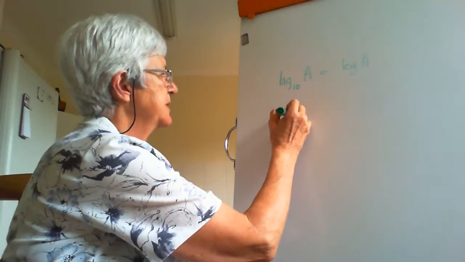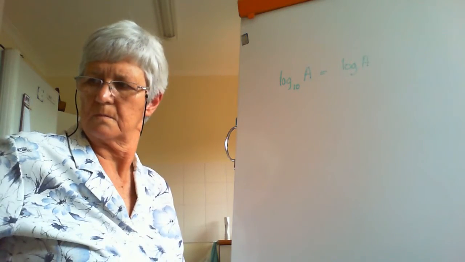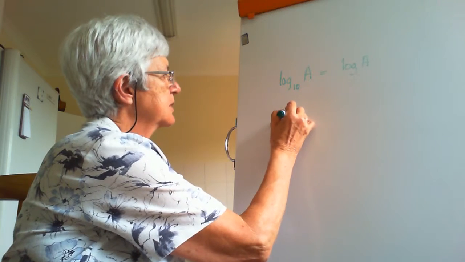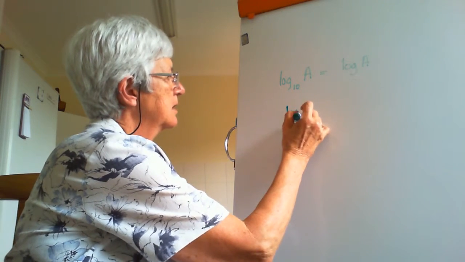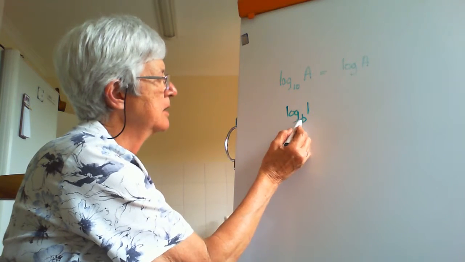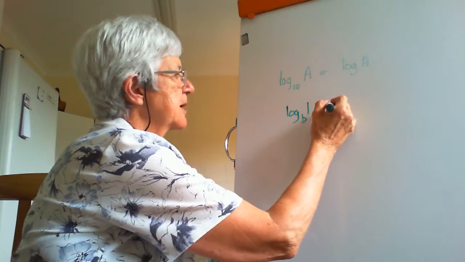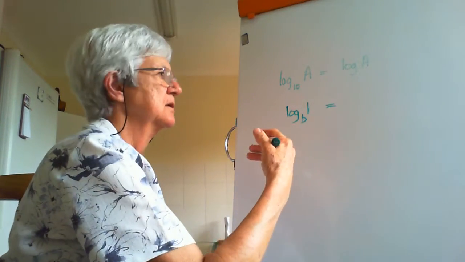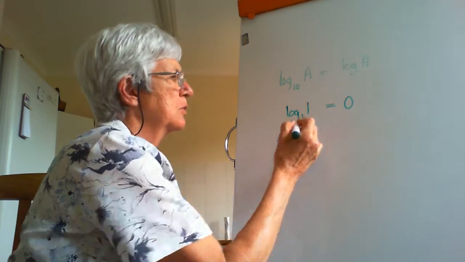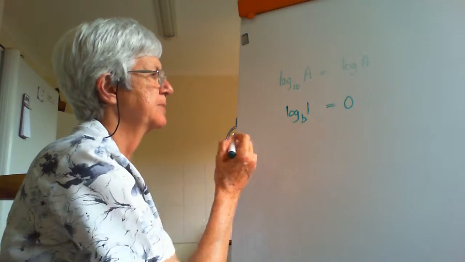A couple of other pointers. If I asked you what is the log to any base b of 1, I'm saying to you what power of b will give you 1. Now, if you know your exponents, you should know that anything to the power 0 is 1. So the log of 1 will always be 0. Doesn't matter what your base is.